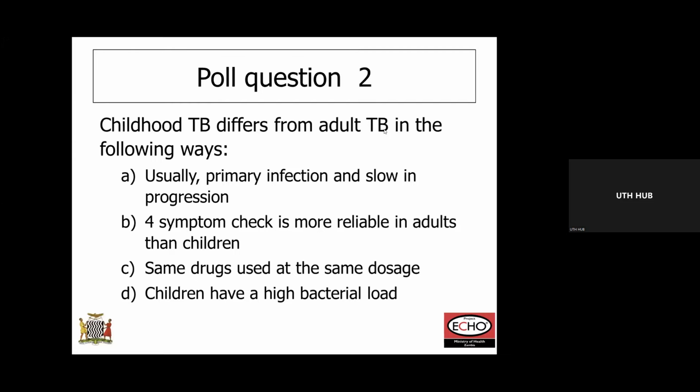Right. So it's a very interesting voting pattern where we have seen that 67% of the network thought B was the correct answer. And then we had 16% that thought A, primary infection and slow progression, was the correct answer. And then the rest were split between C and D. So I'll throw it back to Dr. Zimba to help us clarify what the correct answers will be in the next few slides.